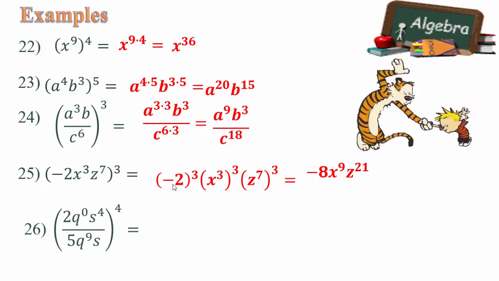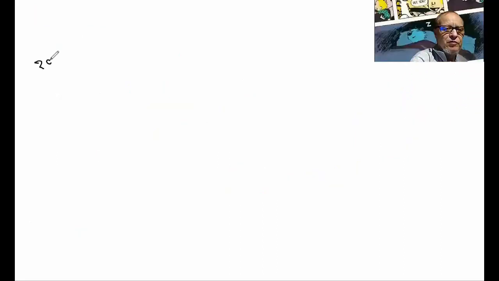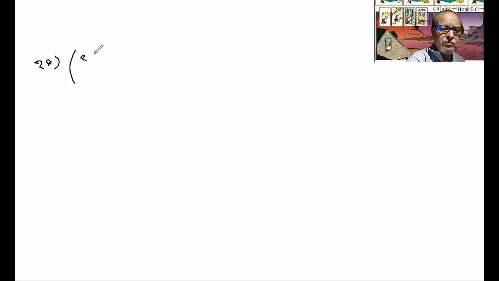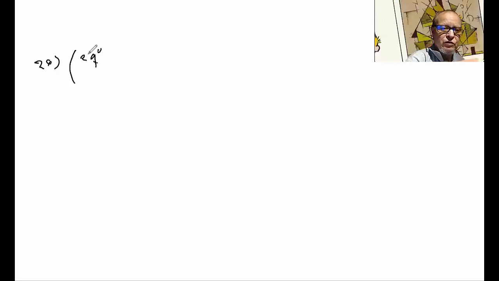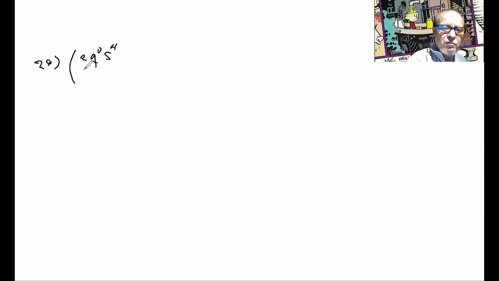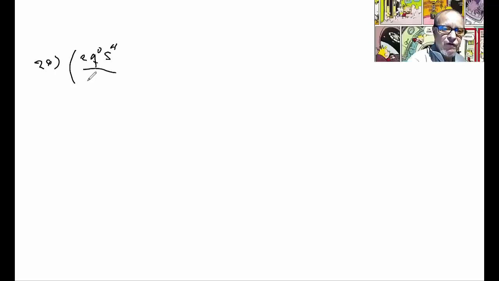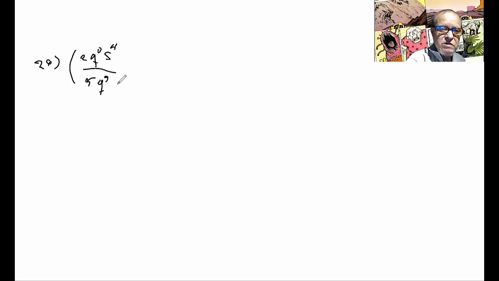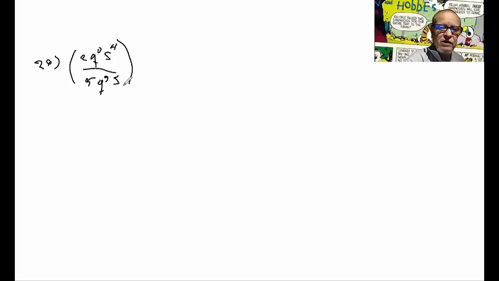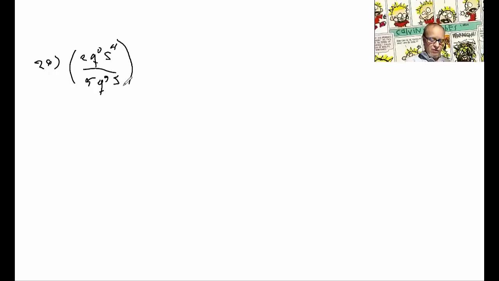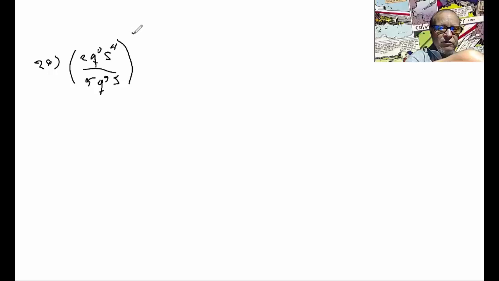so I'm going to work this out on the whiteboard for you. In example number 26, we have 2q to the 0 power, s to the 4th power, over 5q to the 9th power, s. And this entire thing, everything that's inside there, is raised to the 4th power.